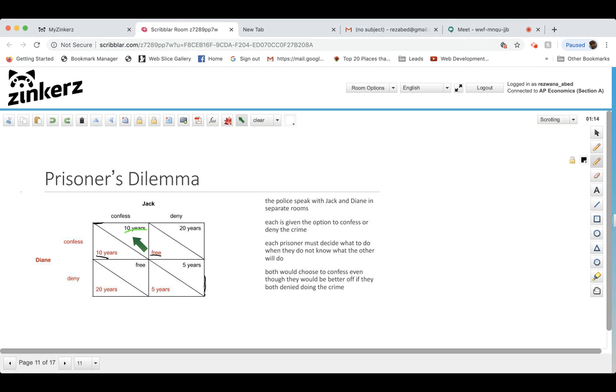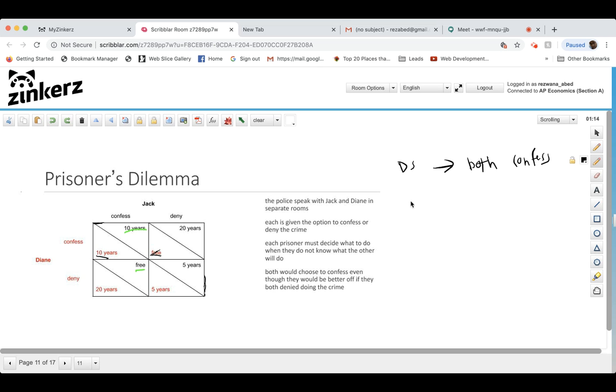To confess, right? 10 versus 20. And the same way, if Diane chooses to deny, what is his best option? To confess also. Yes, to confess, right? Because that way he can go free rather than having 5 years. So from what we see here, the dominant strategy for both of them is to confess. Regardless of what the other person is doing, the dominant strategy is to confess for both of them.